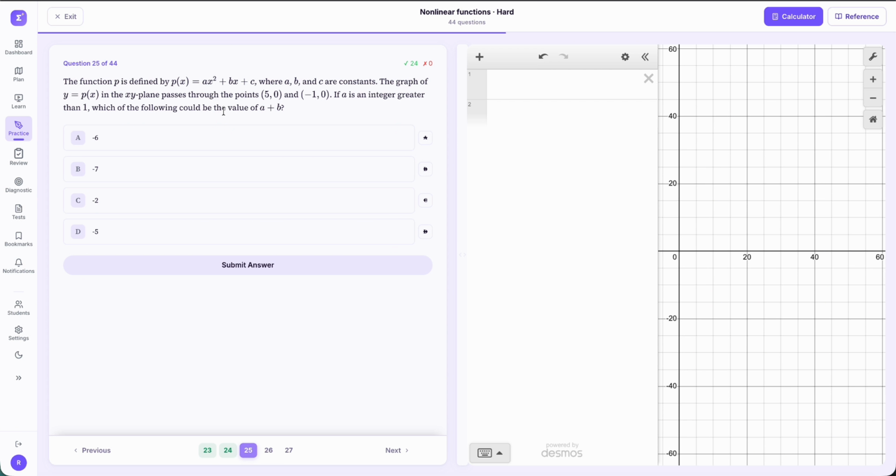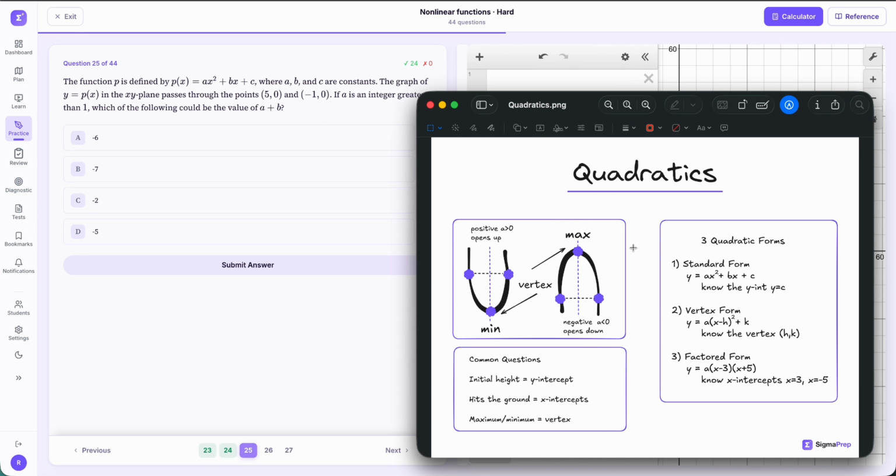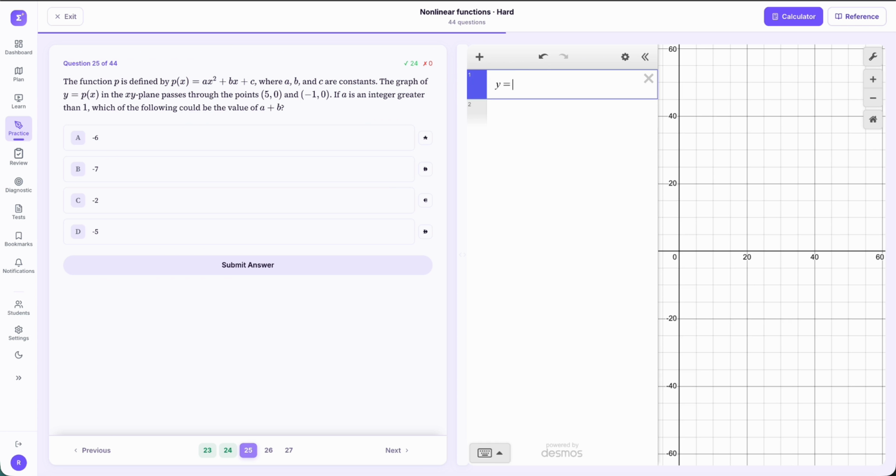There's one where they give you the vertex. Here they're giving us the x-intercepts. So you got to know your quadratic forms, right? Like here, you want to start in factored form, because we know the x-intercepts. So I can go ahead and write this equation because I know the x-intercepts. So it would be this.